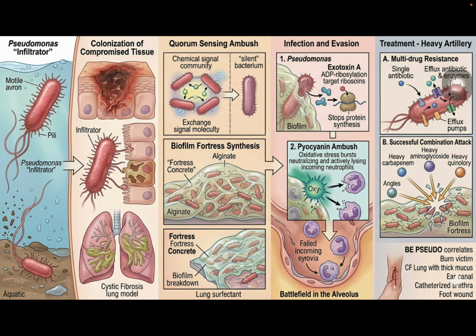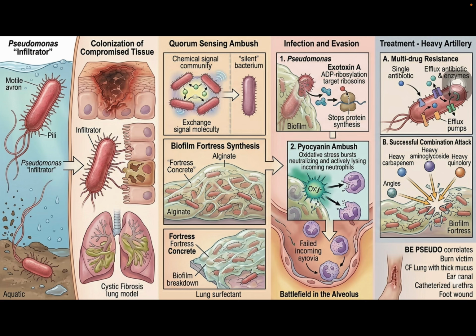Exotoxin A inactivates elongation factor 2 via ADP ribosylation, stopping host protein synthesis. Alginate, an exopolysaccharide, creates a thick biofilm, and this protects the bacteria from phagocytosis and antibiotic penetration. Phospholipase C degrades host cell membranes, specifically surfactants in the lungs. Pyocyanin directly kills competing bacteria and host cells by creating oxidative stress.